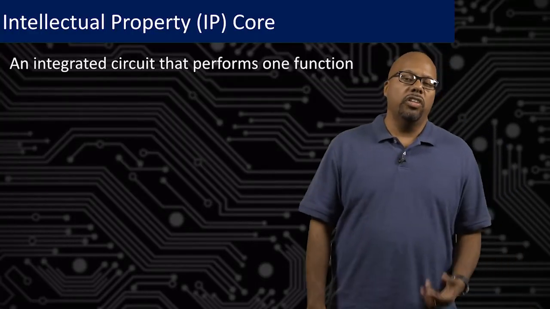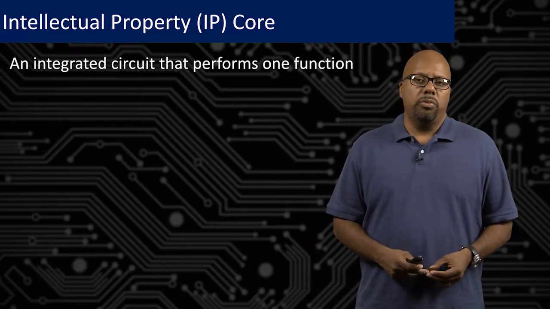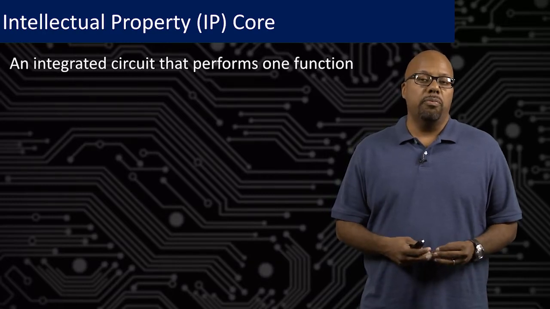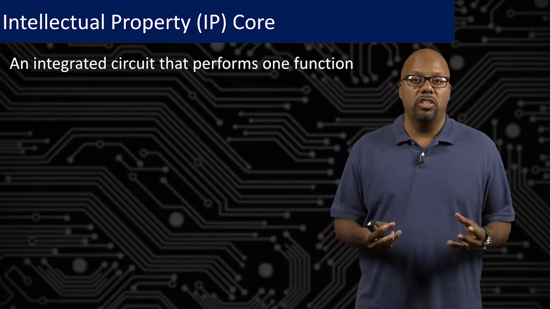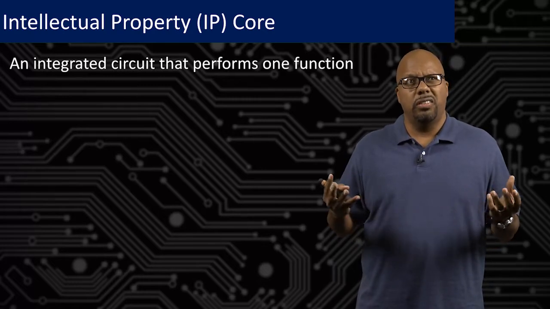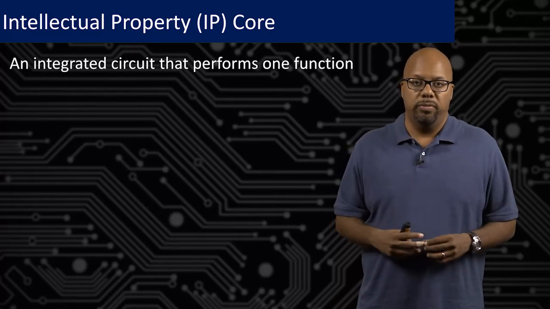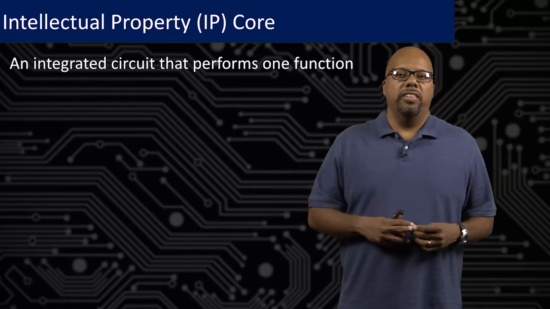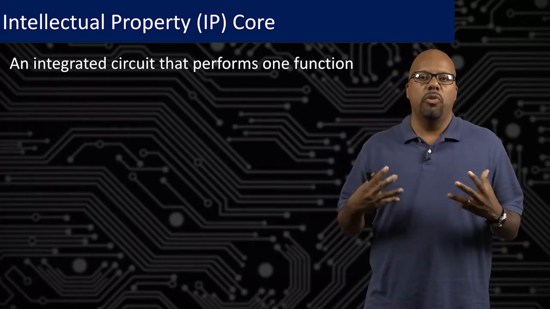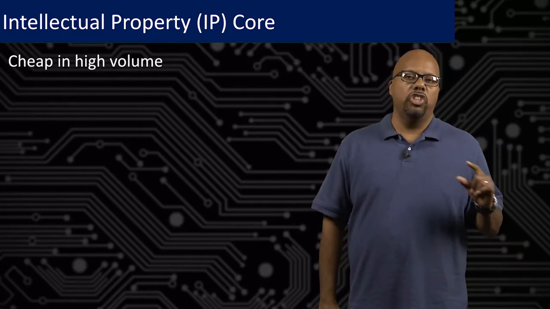So IP stands for intellectual property, or IP core, people call them. An intellectual property core is basically a pre-designed component, typically a pre-manufactured component, so an integrated circuit, a chip, that performs one function. When I say one function, maybe a set of functions, but all related to one particular task. So it's a chip that is not general purpose programmable. It's a core that just performs some small set of functions that are all related. So these things can be very useful. They're cheap and high volume.